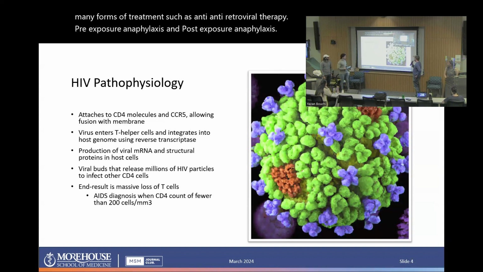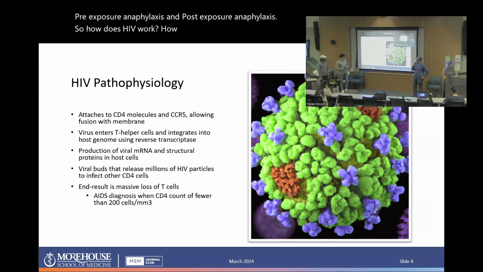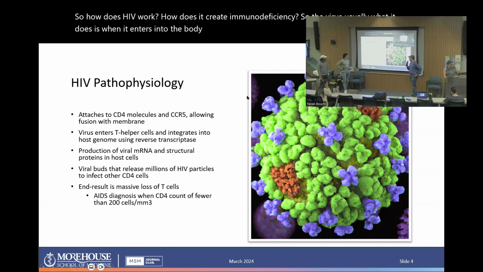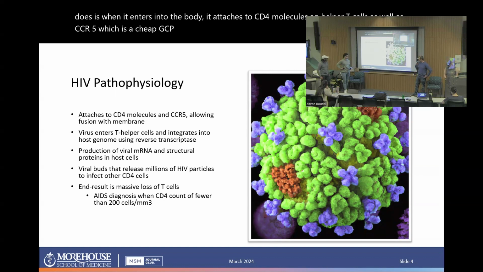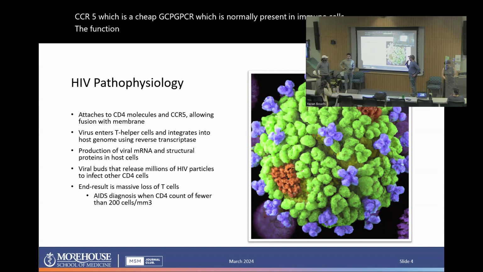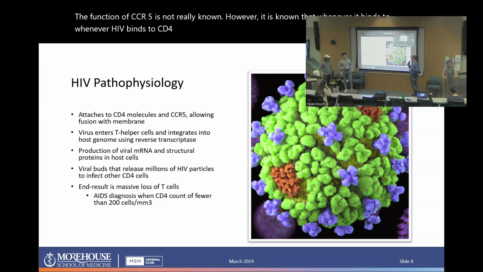So how does HIV work? How does it create immunodeficiency? When the virus enters the body, it attaches to CD4 molecules on helper T cells, as well as CCR5, which is a GPCR normally present in immune cells. The function of CCR5 is not really known. However, it is known that whenever HIV binds to CD4 and CCR5, it helps it fuse with the membrane and enter the T cells.